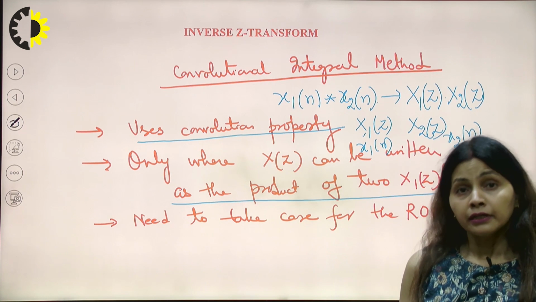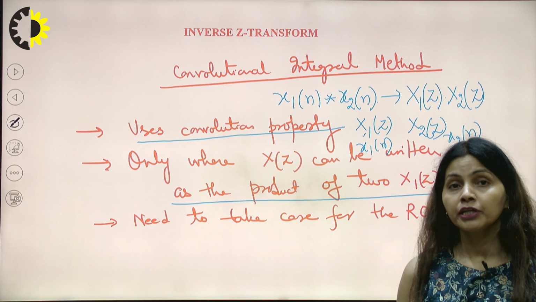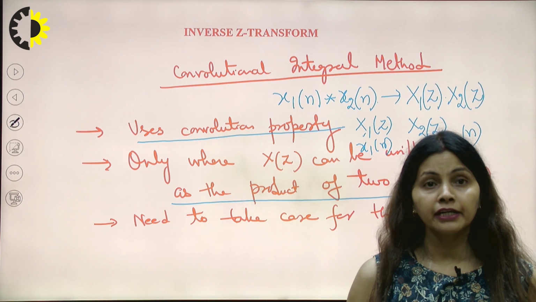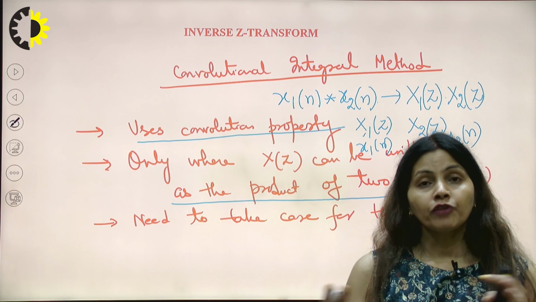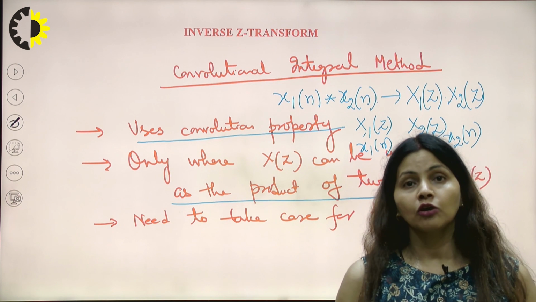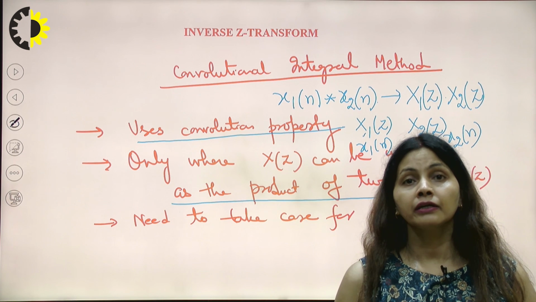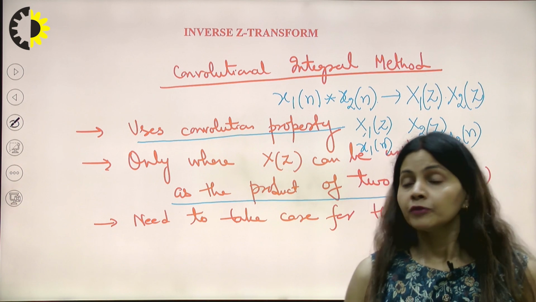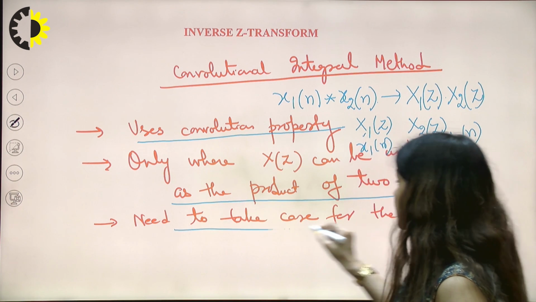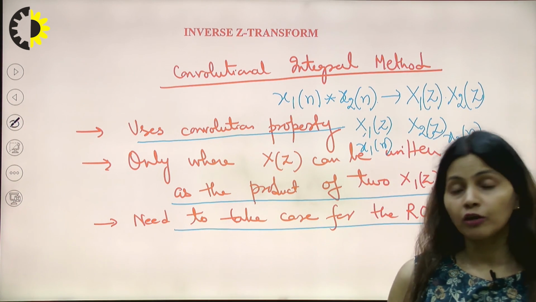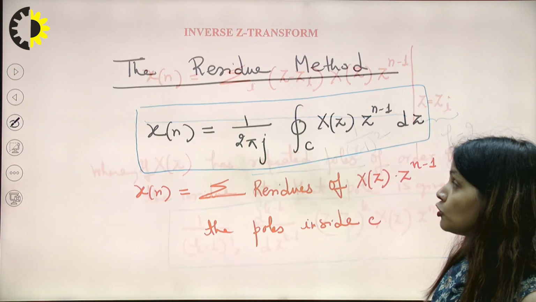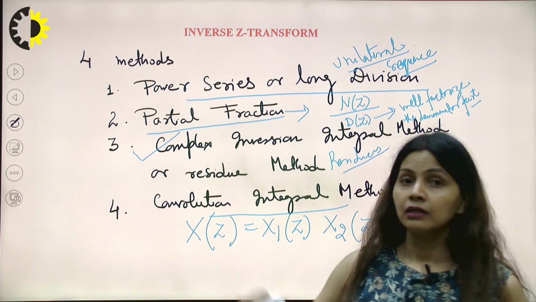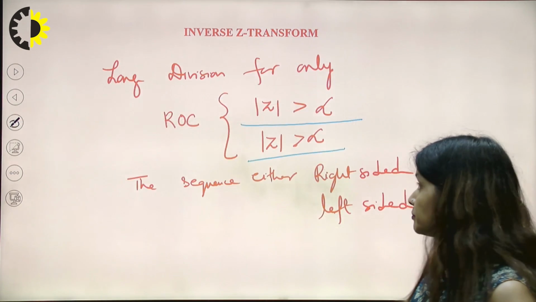Next, whenever I am performing the convolution property, I need to take care of the defined ROCs. If two functions are multiplying, the ROCs will be different for the multiplication method. So we need to take care of the ROC when applying the convolution technique. Out of these four techniques, this particular method is very useful for the calculation of IZT.